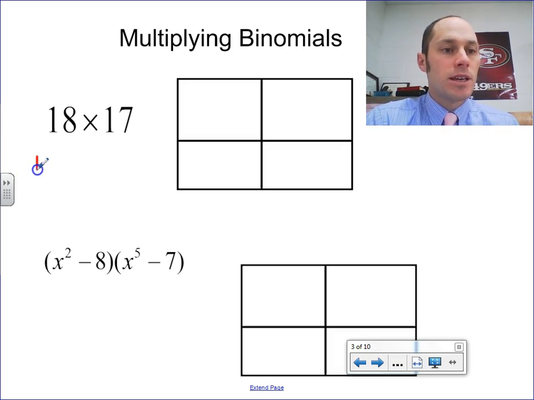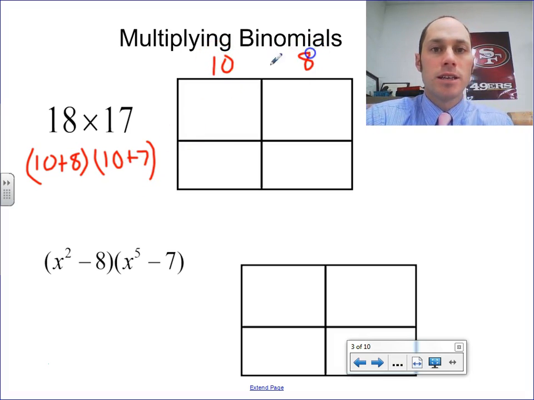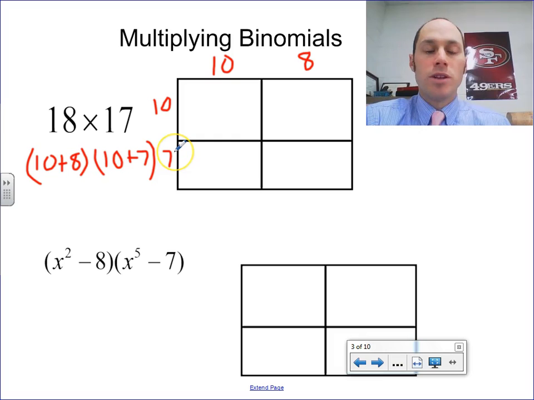18 times 17. I can break 18 into 10 plus 8 and 17 into 10 plus 7. Is that right? Yes, it is. Thank you. So now what I'm going to do is break that into my area and say 10 plus 8 makes 18, and 10 plus 7 gives me 17. If you disagree, let me know right now. So now I'm going to calculate the area of these 4 sections and add those all up to get my total. So 10 times 10 is 100.